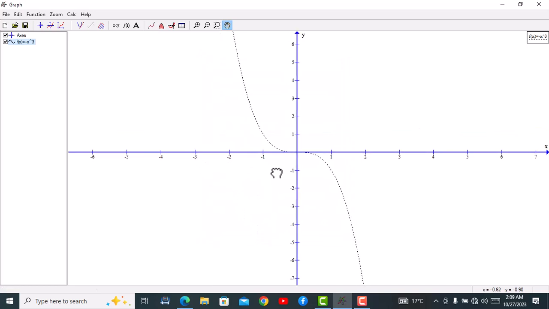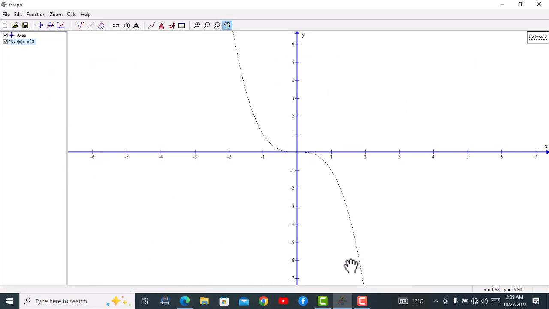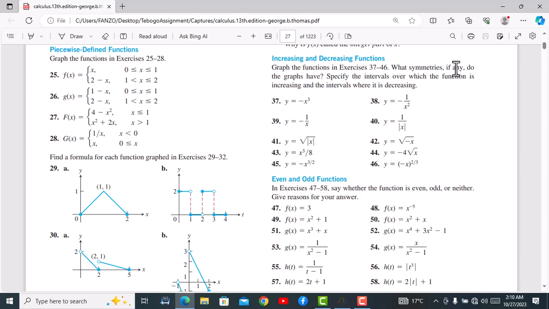We have this, right? And then what is it that we want to find out here? What symmetries, if any, does the graph have? Let's look if there are any symmetries. We know that this function is symmetric about the origin. Very, very important that we understand that. And the coordinates in here match the coordinates in there. And one thing that we need to note, because it's an odd function, and odd functions are symmetric about the origin. We learned that. Right. Secondly, we have specified the symmetry.